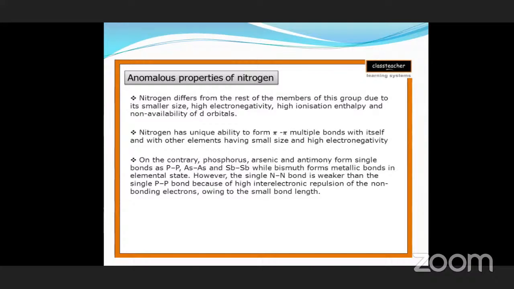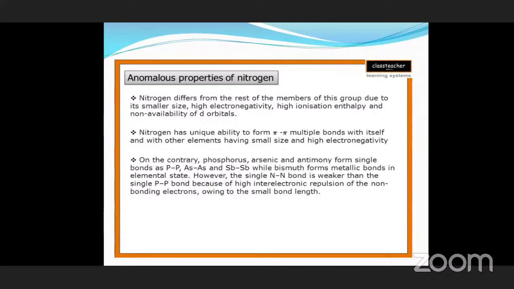the nitrogen will show instability, because in nitrogen there is one lone pair of electrons as well as a bond pair of electrons. That's why more repulsions occur between bonding electrons and non-bonding electrons in the nitrogen. That's why it does not form any single bond in nitrogen. That's why there are triple bonds between any two nitrogen atoms.